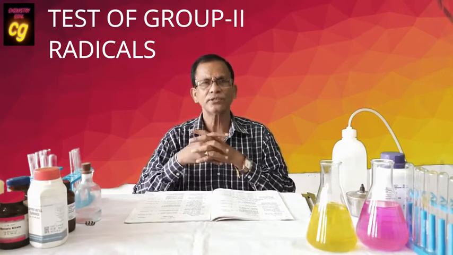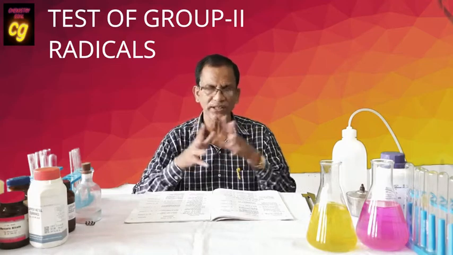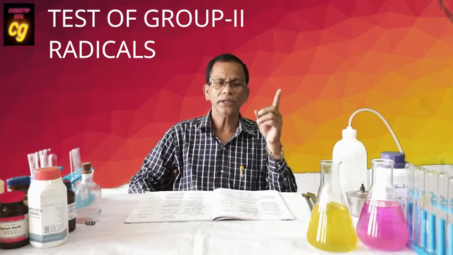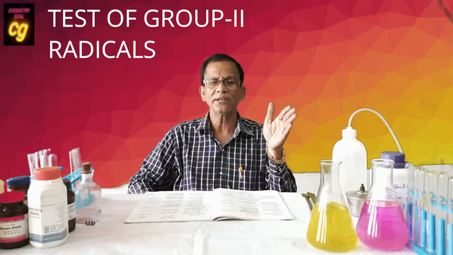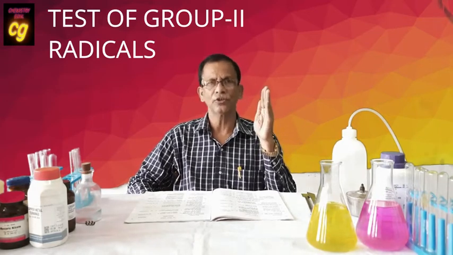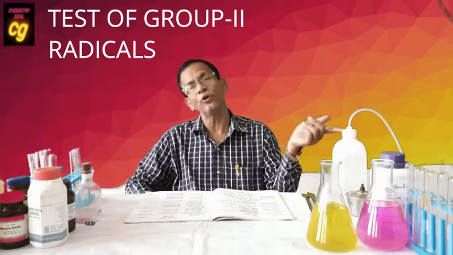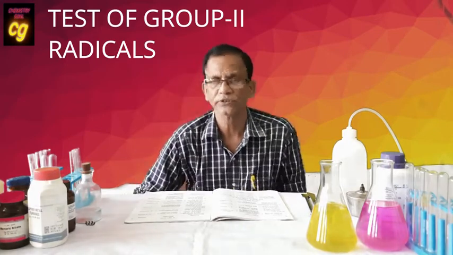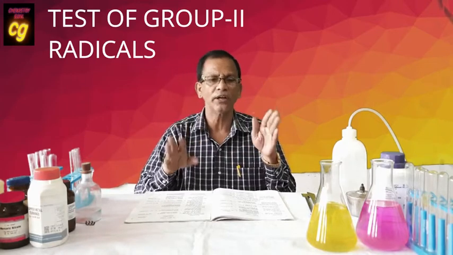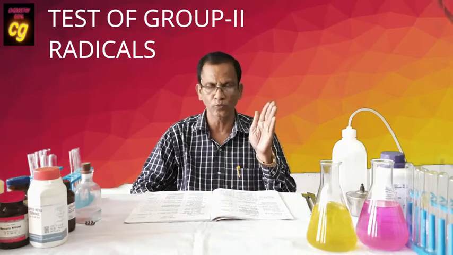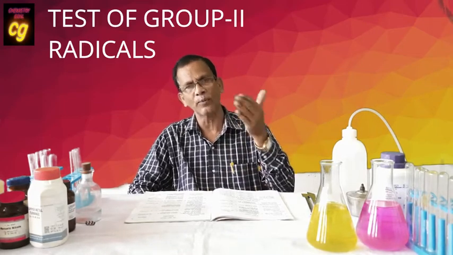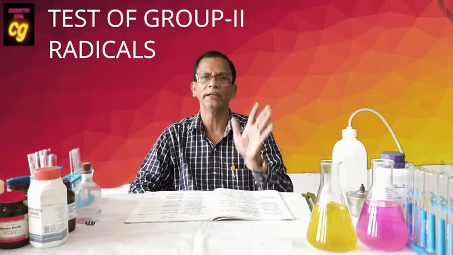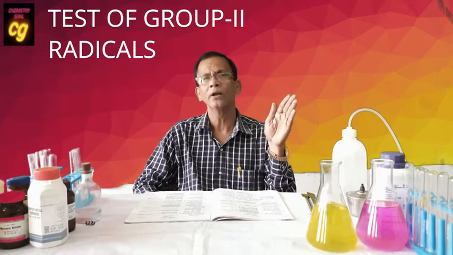I will tell you the result: if Pb2+, Hg2+, and copper 2+ are available in the solution, and you pass dilute HCl followed by H2S gas, they give a black precipitate of their corresponding sulfide. This is the first information regarding group 2 radicals.